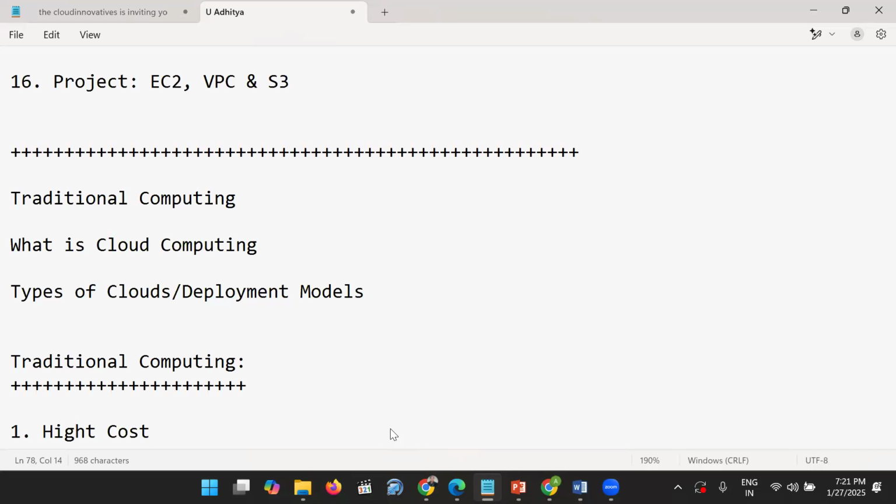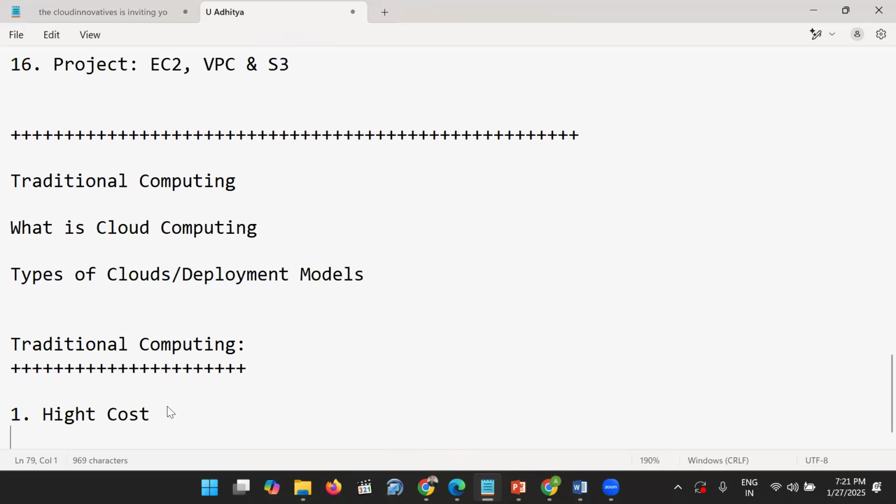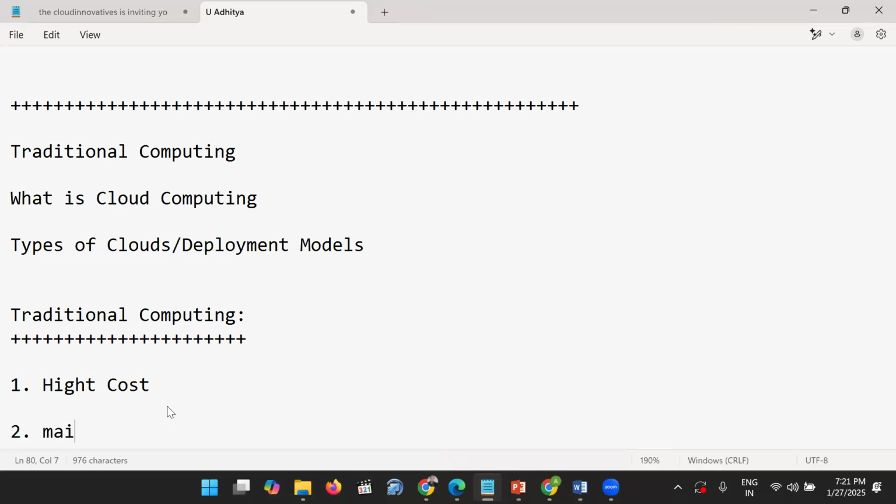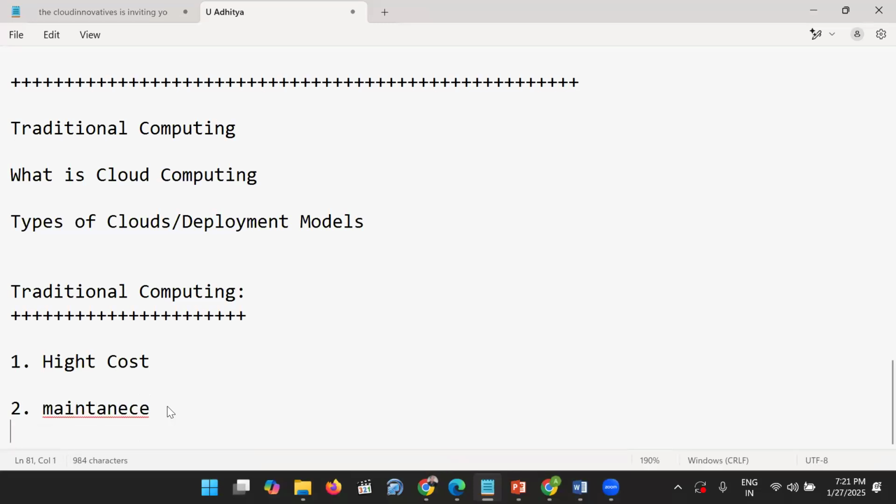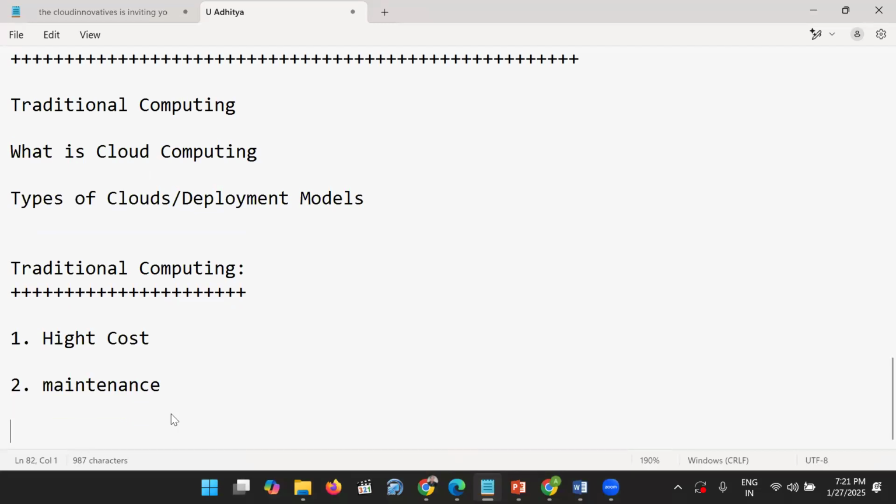And also, if you are purchasing the server, you need to install some software. For that, licensed software will be required. Again, you need to pay money for the licensed software, and also for maintenance purposes, you need to spend money. Maintenance issues are also there.